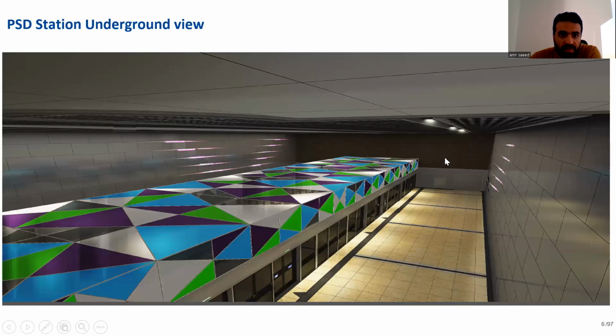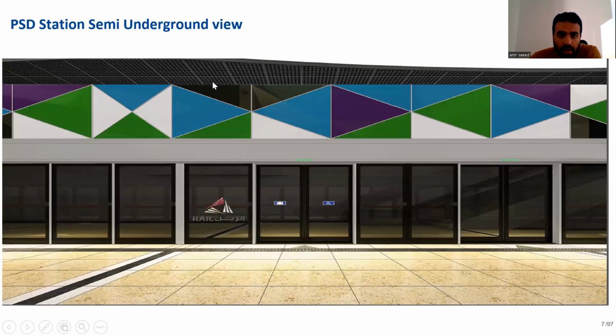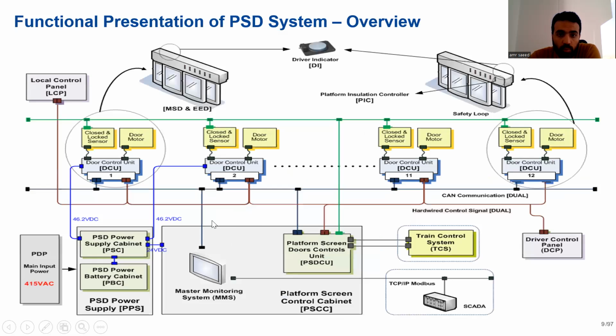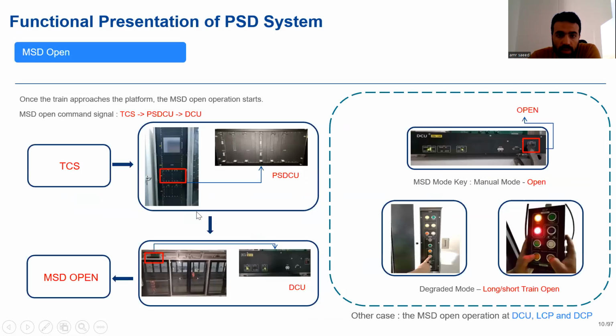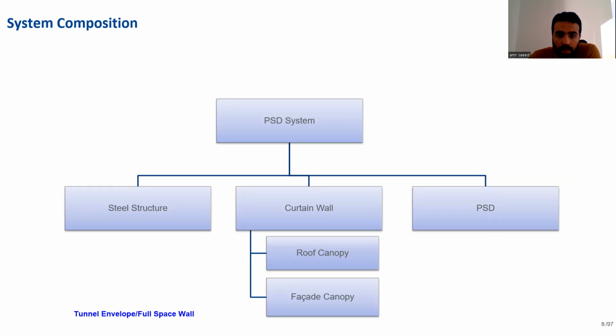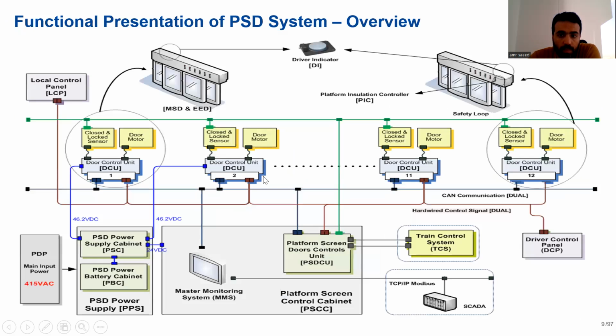Here is another view of tunnel envelope PSD, and this is the ceiling one. The PSD system is a steel structure, and the PSD itself, and roof canopy and facade canopy. We will see this steel structure later in detail, and we will go one by one.